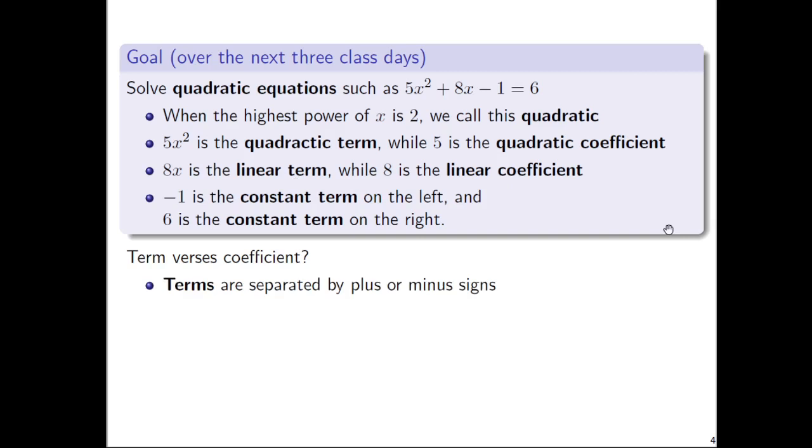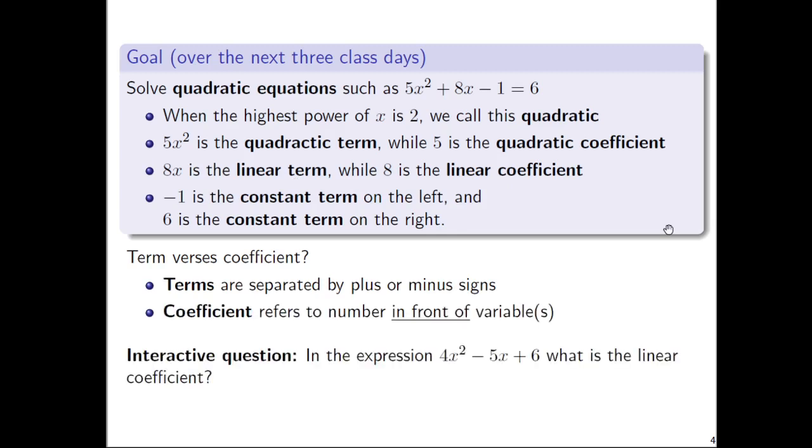When we say the word term, we mean that terms are things that are separated by plus or minus signs, while coefficient just refers to the number in front of the variables. I use that word very carefully, the number in front of the variables. That's why 8 is the linear coefficient. So when asked the linear coefficient, you don't want to say 8x, that's the linear term. The x tells you where to look. The x tells you to look in front of the x is the number 8.